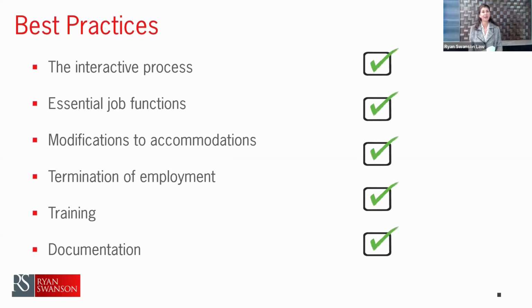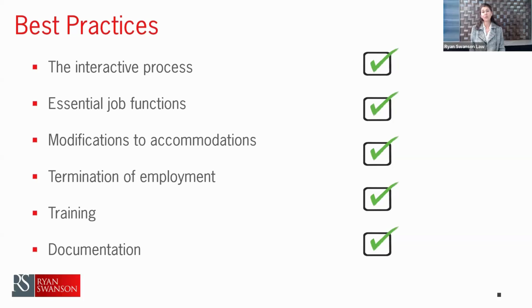All right, let's turn to a few best practices. First of all, I've mentioned the interactive process. As I noted, this contemplates back and forth. This contemplates you reaching out to the employee, the employee engaging back with you, brainstorming different ideas, trying to figure out what can happen here in the workplace that will allow this employee to do those essential functions.